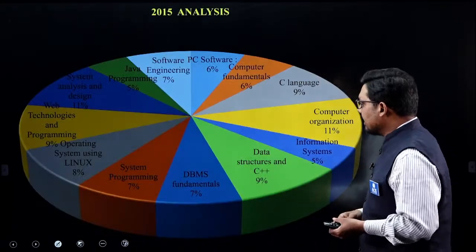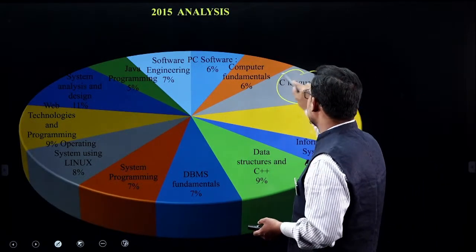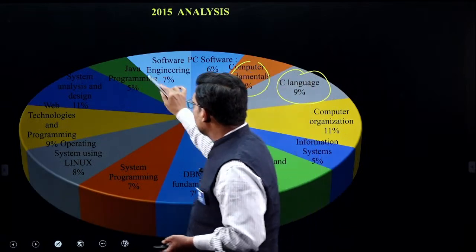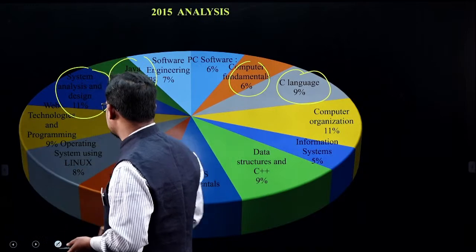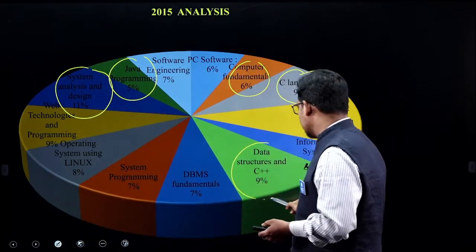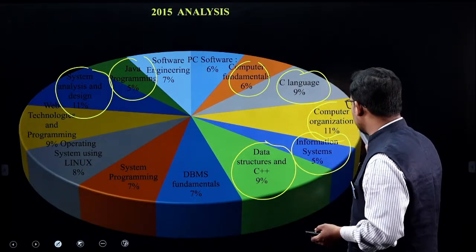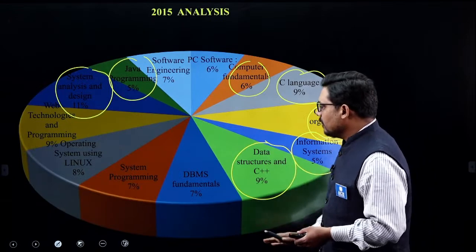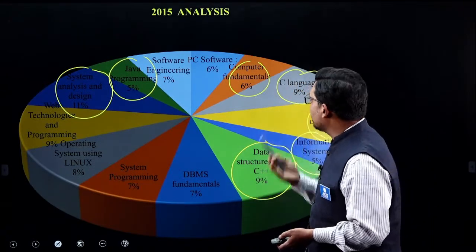And it says that more or less there is the same percentage: 6, 9, Java programming 5, system analysis and design 11%, previously also it was 11%, and DBMS, data structure, C++, information system is 5%, organization in this case is 11%. So what conclusion can we draw from this particular analysis?